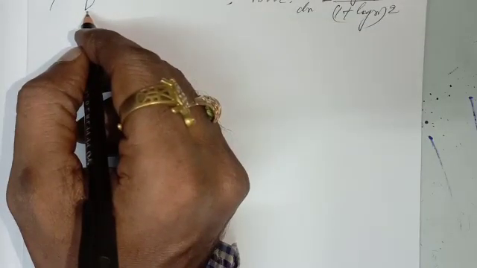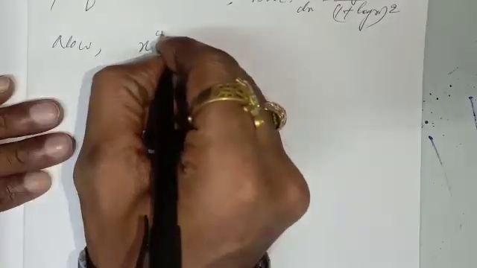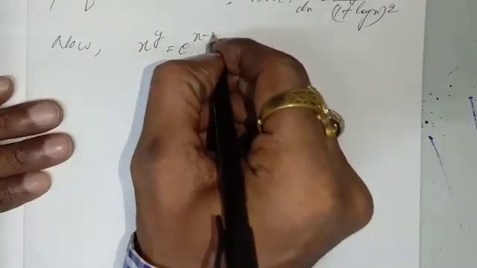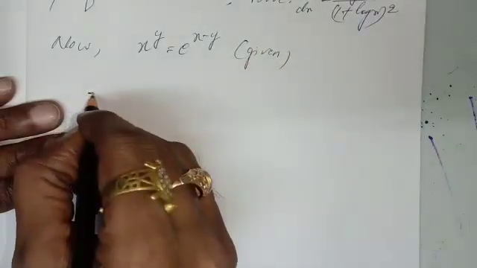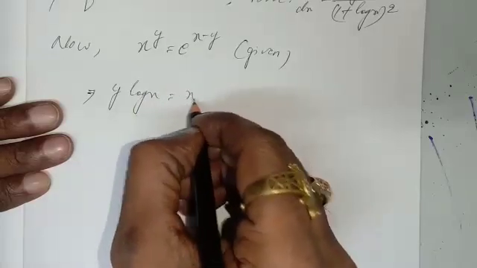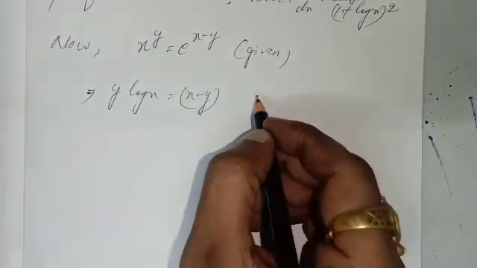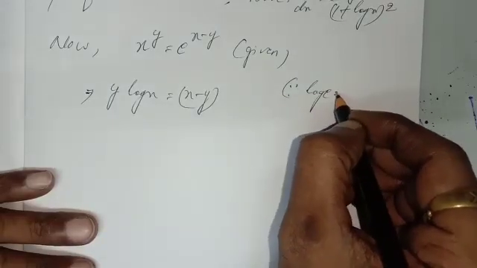So what is the question given? x to the power y is equal to e to the power (x minus y). It is given. Taking log on both sides, this will be y log x is equal to (x minus y) log e, and you can write 1 here since log e is equal to 1.